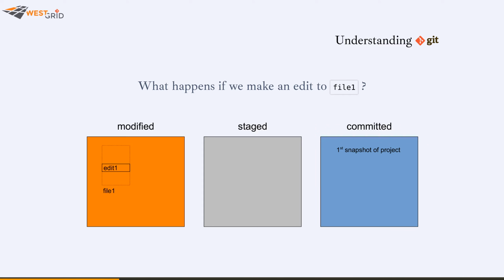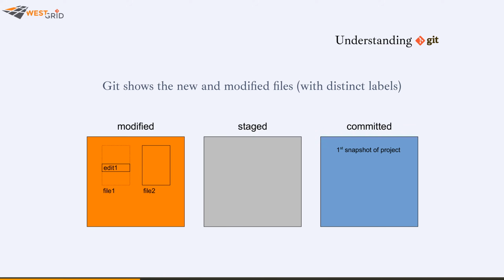Now, what happens if we make an edit to file 1? Well, suddenly, file 1 reappears in our modified files. And what if we create a new file, file 2? Well, same thing. That's a modification as well. Our working tree is not clean anymore. So Git shows the new and the modified files. And they will have distinct labels. I'm putting them together here to simplify. When we go over an example tomorrow, you'll see there's a distinction between the two.